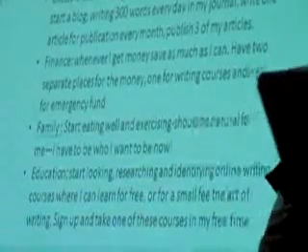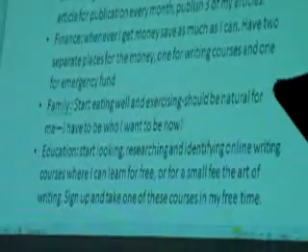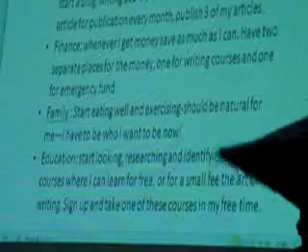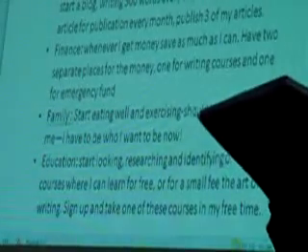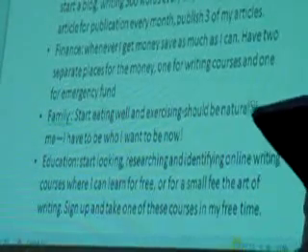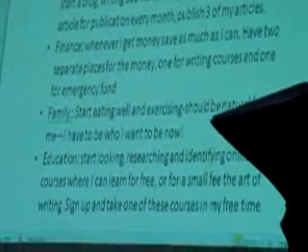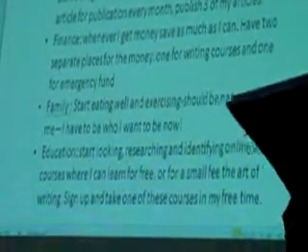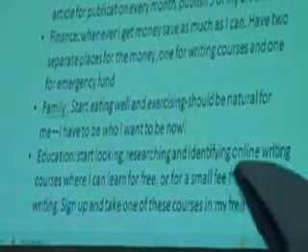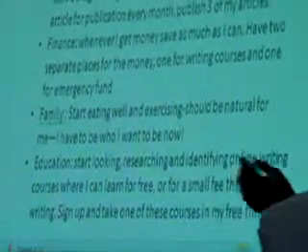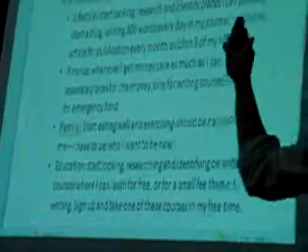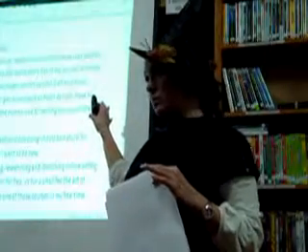Education: start looking, researching, and identifying online writing courses where I can learn for free to begin with, or for a small fee. So just study the art of writing and sign up and take one of those courses in my spare time. So basically what I'm trying to do with this is just to show you the process and how you might do it with your students.